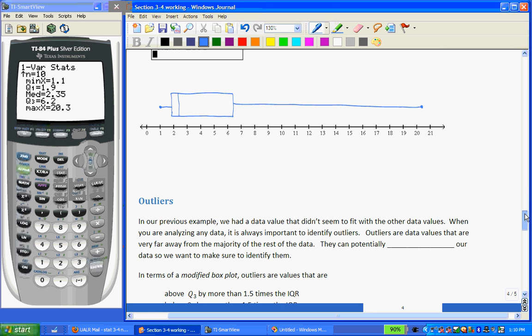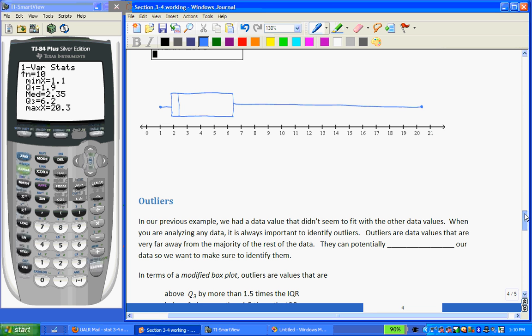So another way to still have a box plot and take into consideration that outlier is with a modified box plot. With a modified box plot, outliers are values that are above Q3 by more than 1.5 times the IQR, the interquartile range, or they're below Q1 by more than 1.5 times the interquartile range. So this is kind of a standard way to measure how far out an outlier is, because you might have an extreme value, but maybe it's not really an outlier. But if it's more than 1.5 times the measurement of the IQR, then it's definitely an outlier.